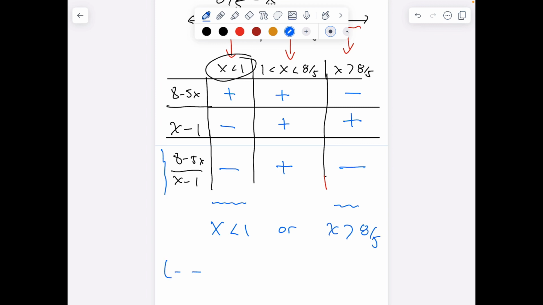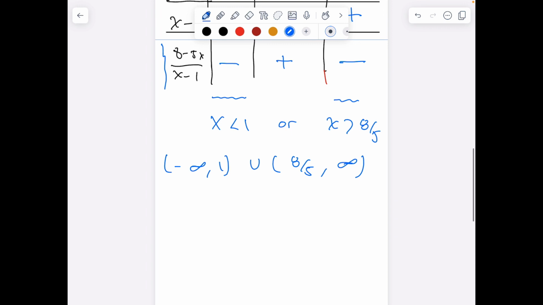which is negative infinity to 1, not including, union 8/5 to infinity, not including. We're not including the numbers, so we don't put a bracket, we put a parenthesis, because we're not including the number in the solution. And we don't put a bracket on infinity, because infinity is not a number, it's a concept. And that would be your solution. And in a line interval, here's 1, here's 8/5. I want to create a separate one for this purpose. So our solution would be everything here and everything over there.